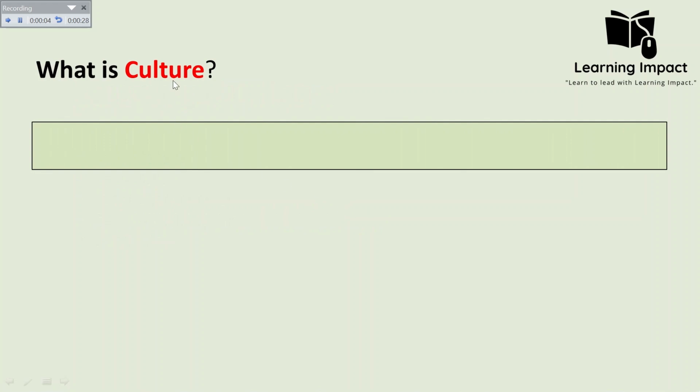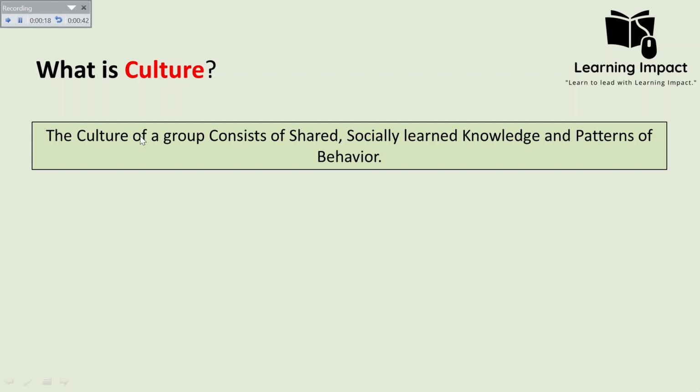What is culture? We have discussed culture in detail in our last lectures. I have made a lecture on the definition of culture in detail, and also its types and characteristics. But for now, I will discuss culture in brief. Culture can be defined as follows: the culture of a group consists of shared, socially learned knowledge and the patterns of behavior. Culture is shared means that it is not possessed by an individual alone, but it is shared by the majority of members of the society. And socially learned knowledge means it doesn't rely on our instinctive characteristics, but is something that we learn through socialization and enculturation.